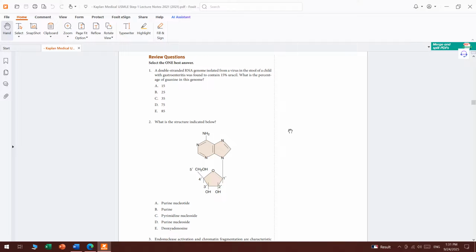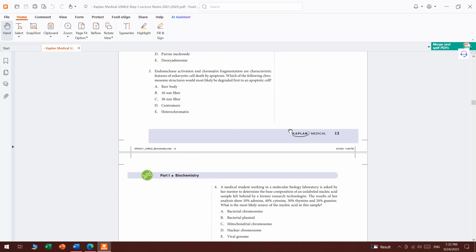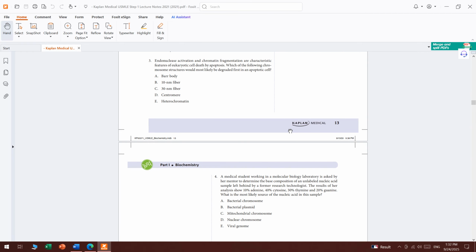3. Endonuclease activation and chromatin fragmentation are characteristic features of eukaryotic cell death by apoptosis. Which of the following chromosome structures would most likely be degraded first in an apoptotic cell? A. Barr body, B. 10 nanometer fiber, C. 30 nanometer fiber, D. Centromere, E. Heterochromatin. Answer explanation. The correct answer is B, 10 nanometer fiber.